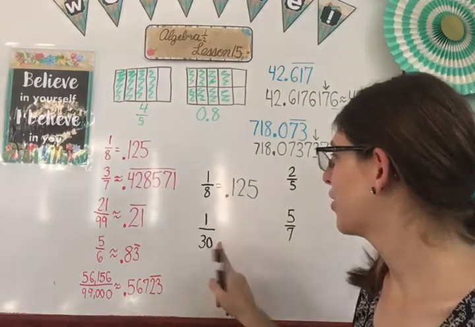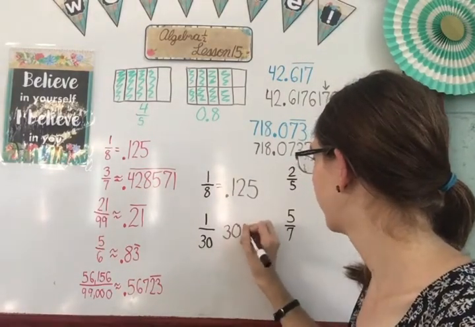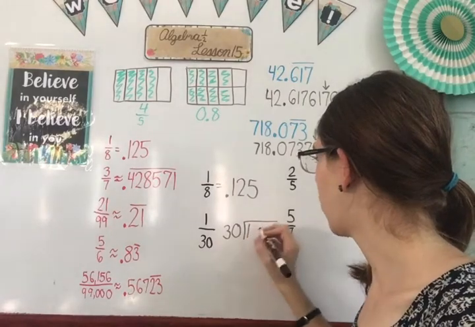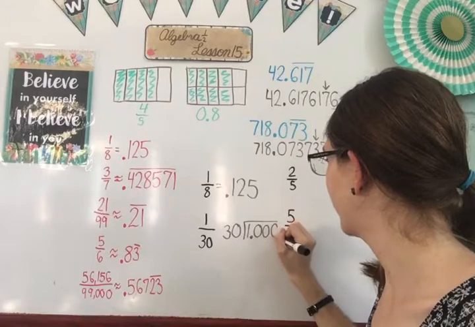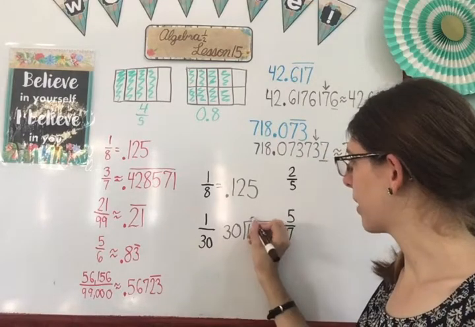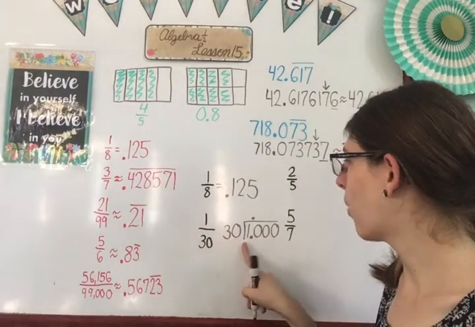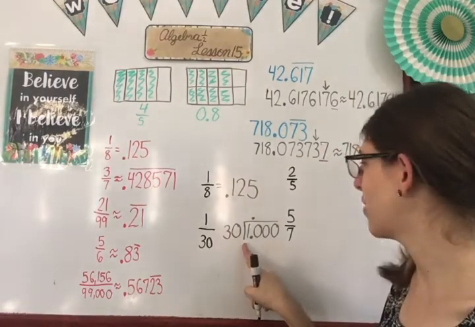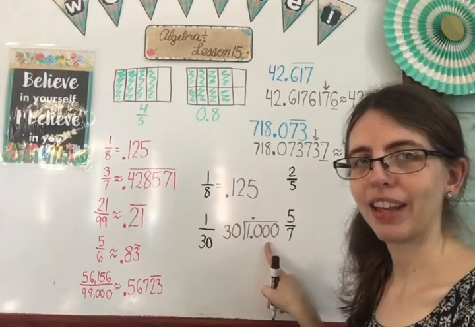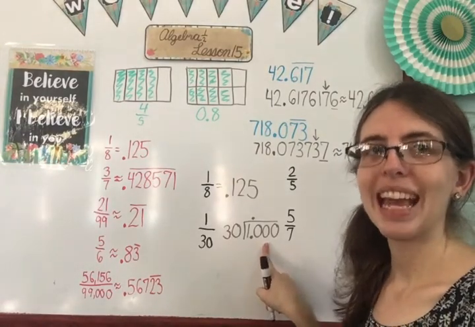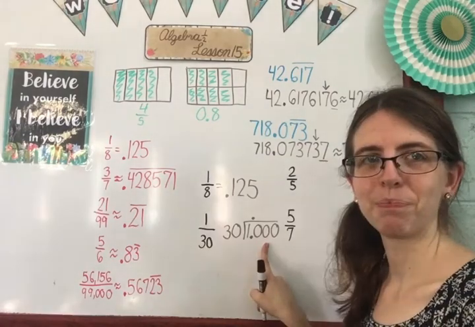Okay? Now let's try 1 over 30. So 30 into 1. I know I'm going to need to annex some zeros, so I'm going to go ahead and start out with that. I'm going to bring my decimal point up right away so I don't forget it. Can 30 go into 1? Nope, so I have to keep moving back. Can 30 go into 10? Nope, still too small. Keep moving back. Can 30 go into 100? Yes, it can.